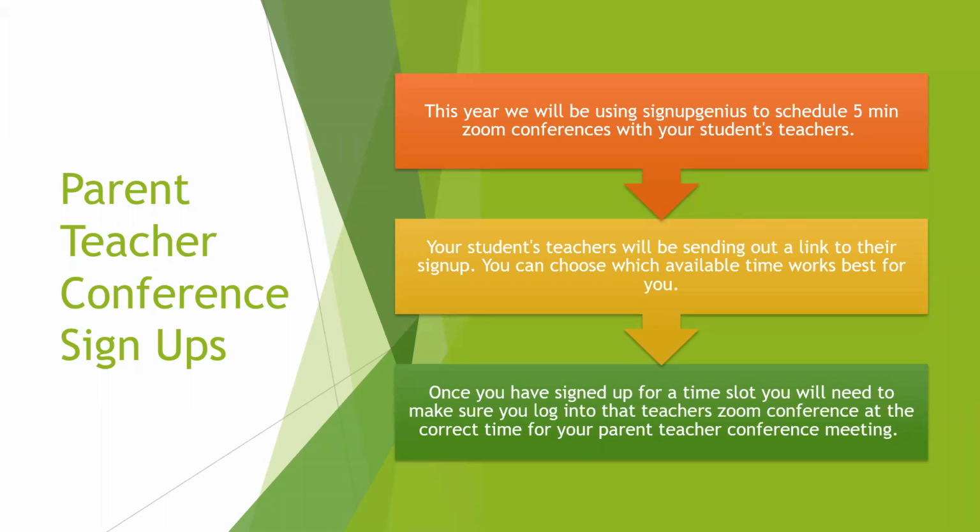This year, parent-teacher conference signups will be through Upgenius, and you will need to schedule a 5-minute Zoom conference with your students' teachers. Your students' teachers will be sending out a link to their signup, and you can choose which available times work best for you. Once you have signed up for a time slot, you will need to make sure you log into the teacher's Zoom conference at the correct time for your parent-teacher conference meeting.